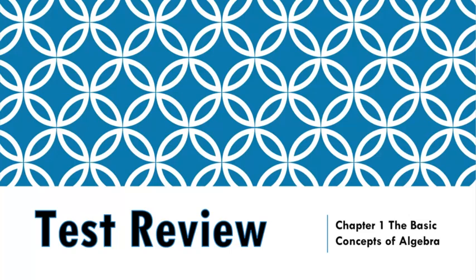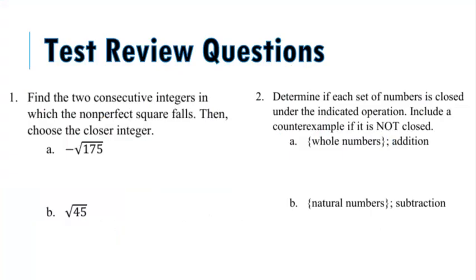Test review chapter 1 on the basic concepts of algebra. So we're going to go through a few sample types of questions on the basic concepts of algebra. So question 1. Find the two consecutive integers in which the non-perfect square falls. Then choose the closer integer.